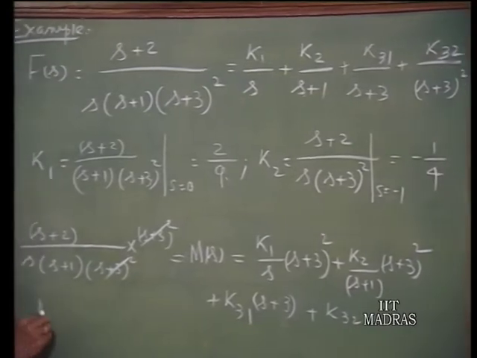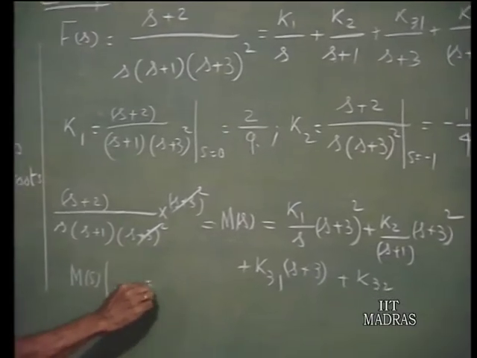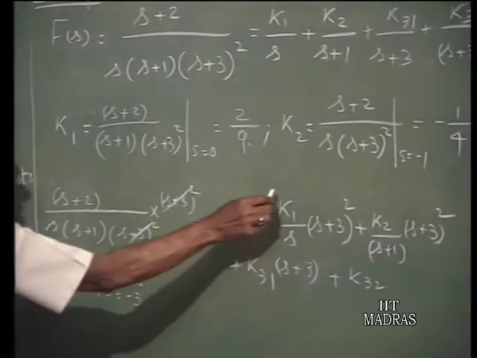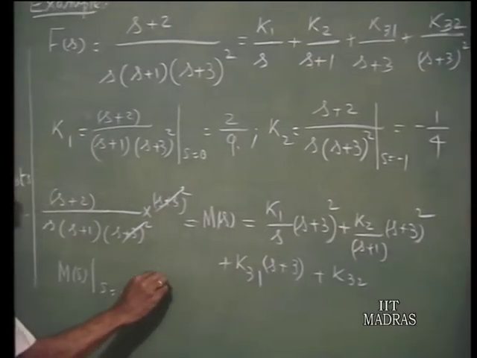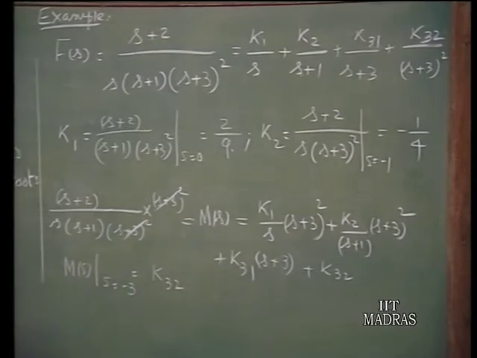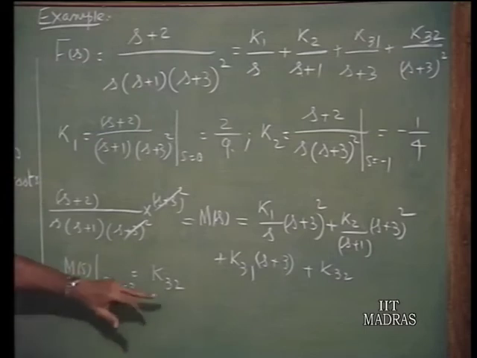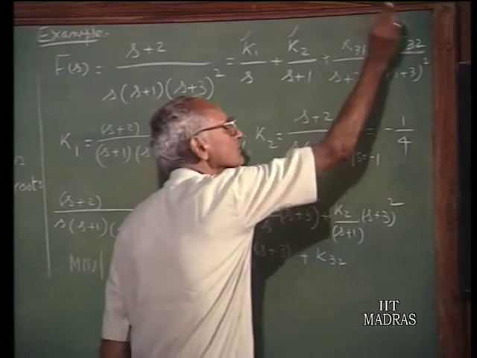Now, if you substitute s equals minus 3 in this, you observe that this vanishes, this vanishes, this vanishes, and leaves with you k32. So, k32 is found out again in a straightforward manner by multiplying this by s plus 3 whole squared and substituting s equals minus 3, that will give k32. So, we have found out this residue, and this one.